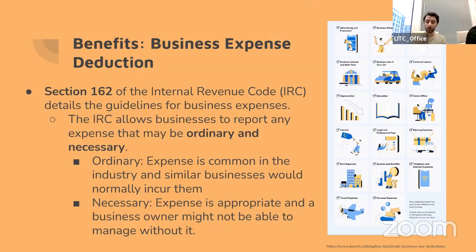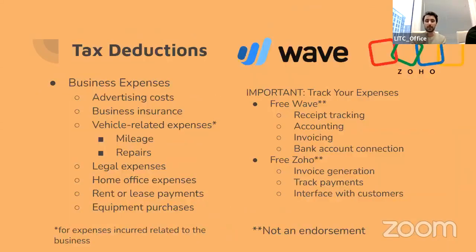Those have very specific meanings within this context. Ordinary is common for the industry, and similar businesses would normally incur this debt. So if you're in the business of food preparation and you start doing tax advice or buy a bunch of software, that is likely not ordinary in the sense of your business. And then necessary means it is appropriate and the business owner couldn't manage without it. So it has to really go to the heart of what the business is about. It can't just be something that you want that you write off as being a business expense.